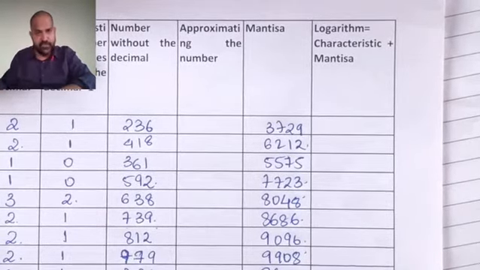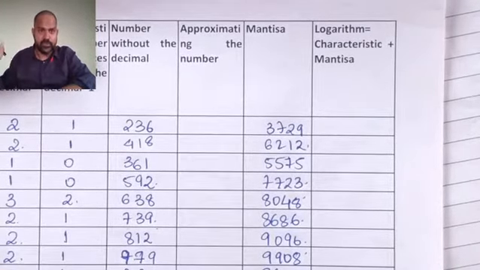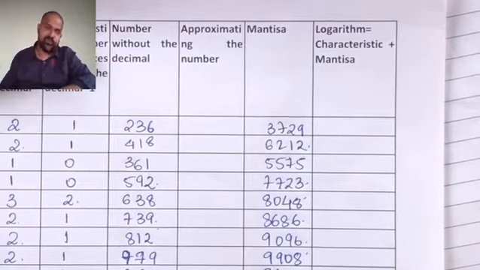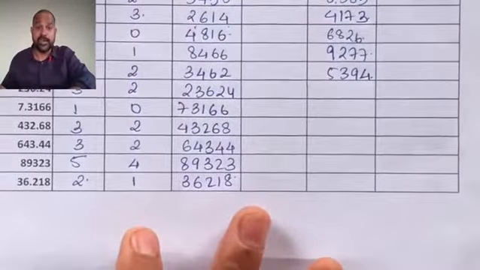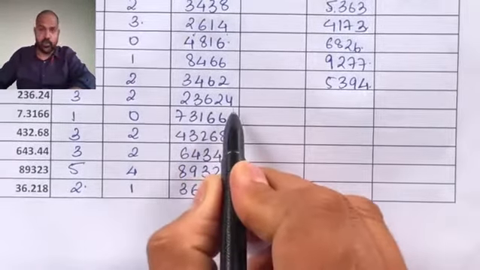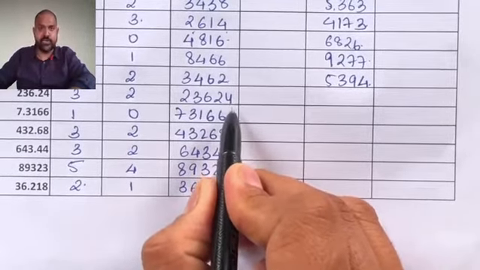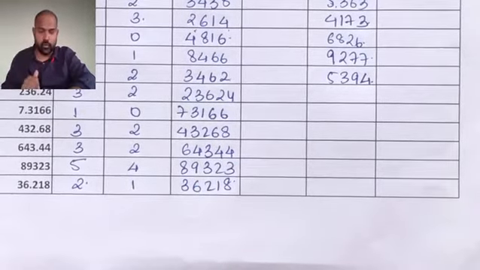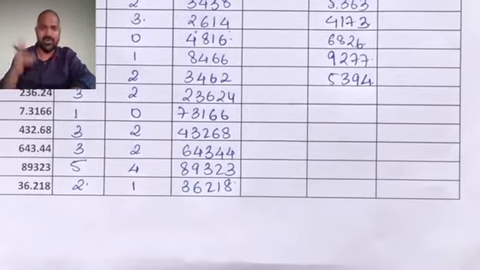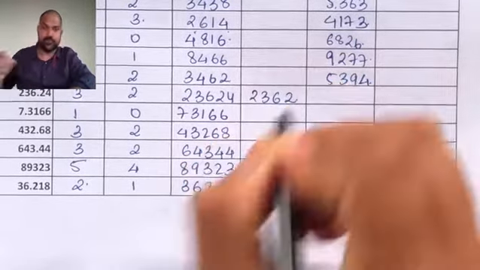If the last digit is 5 or greater than 5, you add 1 and exclude the rest of the digits. If it is less than 5, you just exclude the rest of the digits anyway. What do I mean? When I have to approximate the number 2364 to a 4-digit number, I will check what the last digit is. What is the last digit? 4. Is it 5? No. Is it greater than 5? No. Then remove it. Then you will look for 2362.